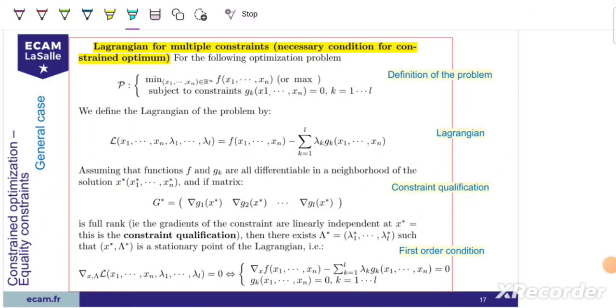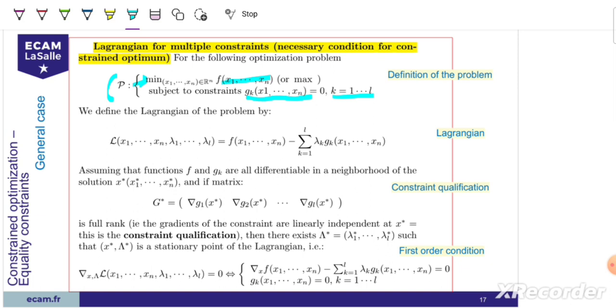So now let us see what's happening when you've got more than two variables and maybe more than one constraint. The definition of the problem: you're looking at an optimization problem, written as a minimization or a maximization problem of a function of n variables, and you have a number of constraints, let's say L constraints, which are functions of those same n variables. And we have seen that we could always rewrite the constraints as being equal to 0.